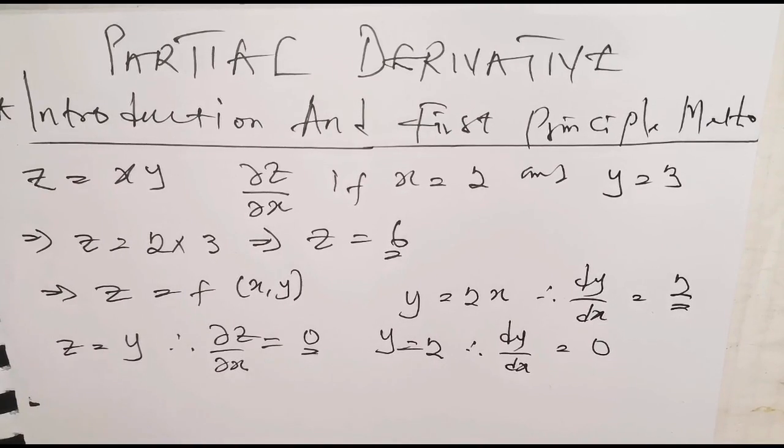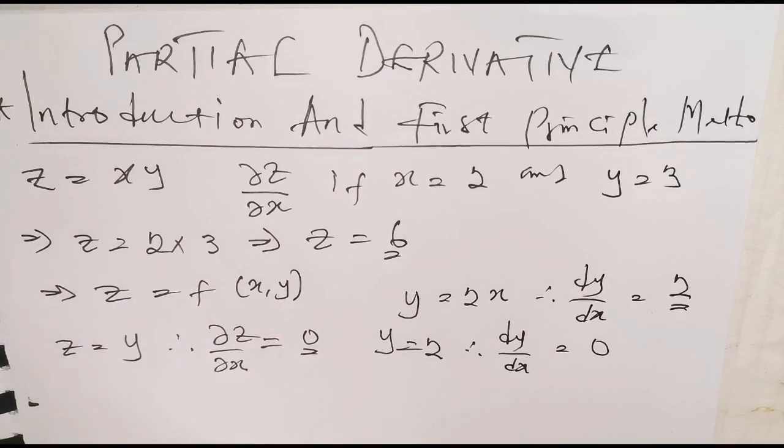So that's the idea behind partial derivative. Differentiating a function with respect to one of the variables while keeping the other variable as a constant. That is the idea behind partial derivatives. Now, having this in mind, let us try to solve this problem from first principle. This video is targeted to explain the first principle method of partial derivatives.